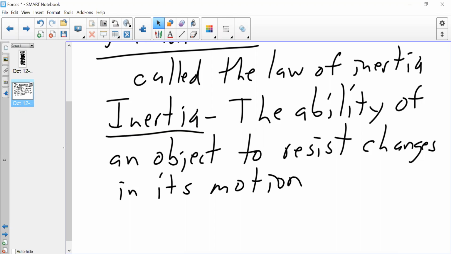Now, the root word in inertia is inert, meaning to stay still, to resist the change. Inertia is the state of being of resistance. So when you say inertia, it is basically this: the ability of an object to resist changes in its motion. It's a state of resistance based on its mass. So the more mass an object has, the more inertia that it has, and the more resistance it will have under any given force.